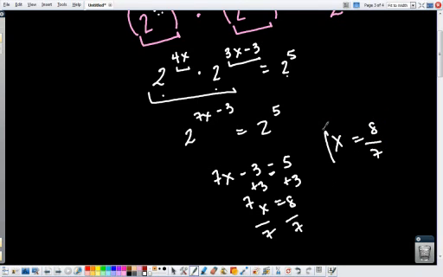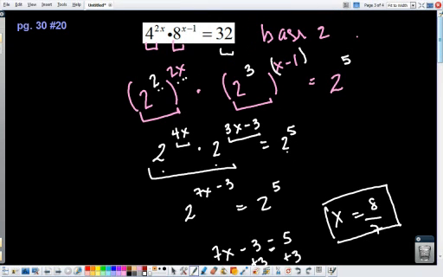And if I wanted to check to make sure that was correct, I would plug this back into my original problem everywhere I saw x. So I'm going to go ahead and do that really quick in my calculator. So 4 raised to the power, in parentheses, of 2 times 8 divided by 7, times 8 raised to the power of, and again I'm doing this in parentheses, 8 divided by 7 minus 1, and I get a total of 32. So that works. So you should get in the habit of checking your answers after every problem.